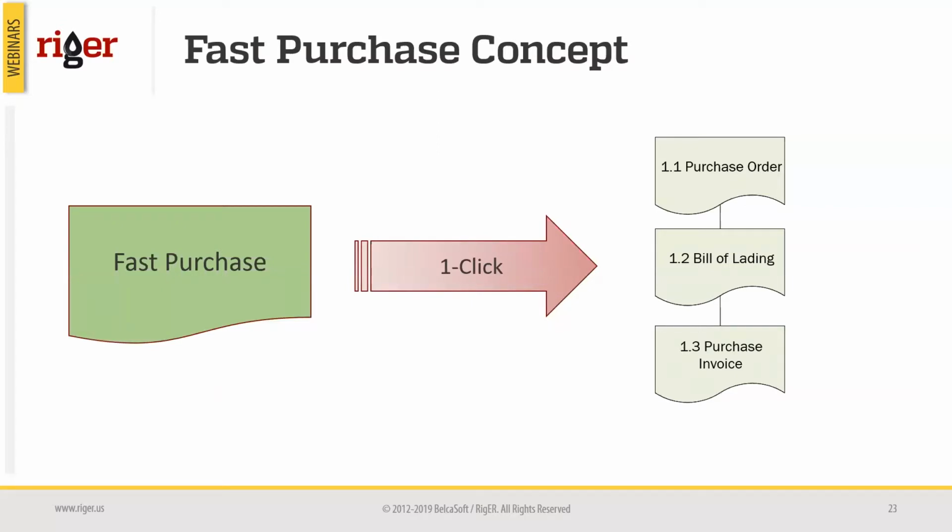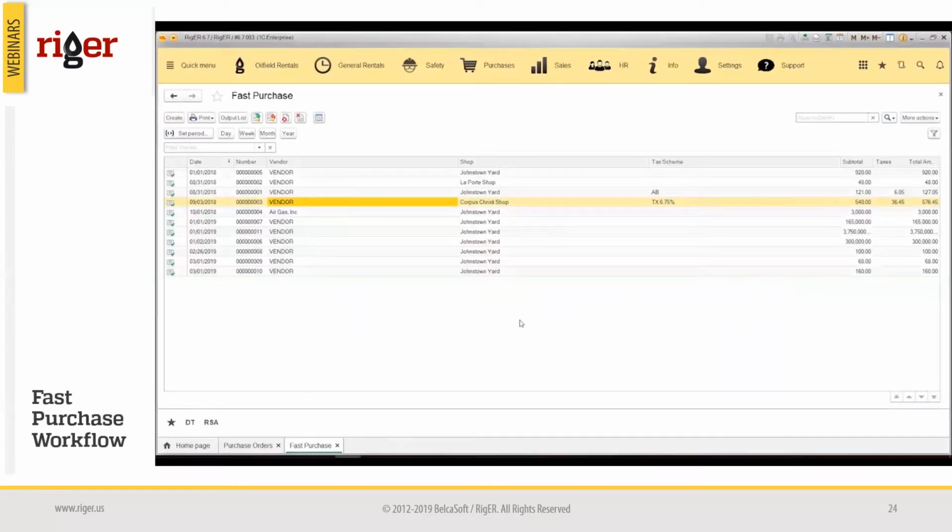The first one is the fast purchase document. So what is the fast purchase in RigER? As you may already know, we have 3 documents in the system. But in order to perform these actions and generate these documents much quicker, we have developed the fast purchase, which allows you, with one click of a button, to generate all 3 documents at a time. So how it works, actually, let me show you in this quick demo video.